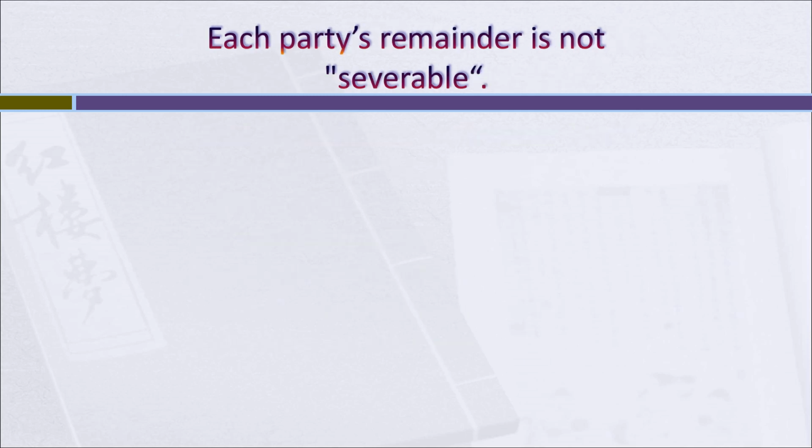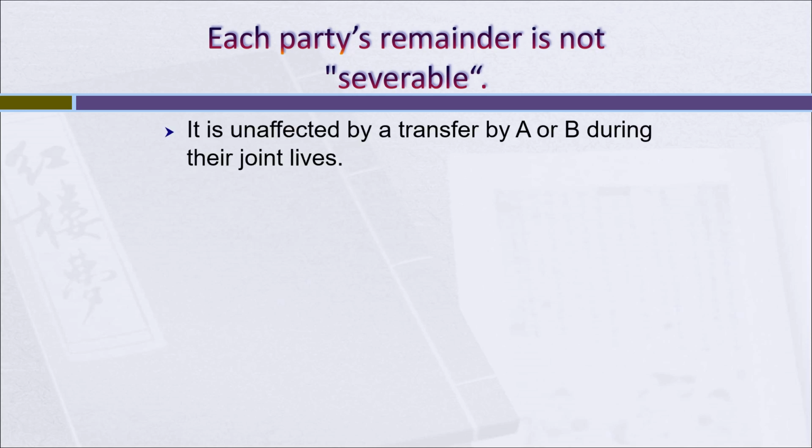Now remember, on the previous slides we learned that in an ordinary joint tenancy with right of survivorship, there can be a severance if one of the parties conveys to an outsider. Let's see what happens if there's a conveyance to an outsider by one of the parties in this form of ownership, which isn't quite the same as a joint tenancy with right of survivorship. What happens is that each party's remainder is not severable and is unaffected by a transfer by the other party during their joint lives.